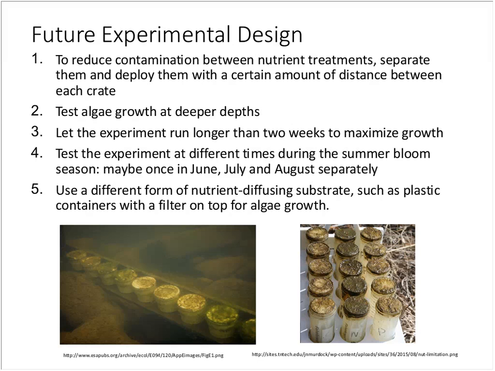And test the experiment maybe at different times during the summer bloom season to see if limiting nutrients change or develop throughout the season. And then also use a different type of nutrient-diffusing substrate, like a plastic container with a filter on top, which would be easier, just allowing me to place the fluoroprobe on one spot on the top of it instead of having to go all the way around the pot. So that's something I'm going to consider if I do end up repeating it.